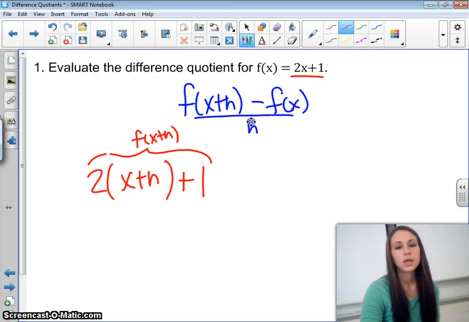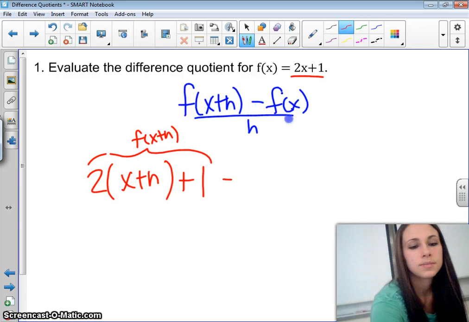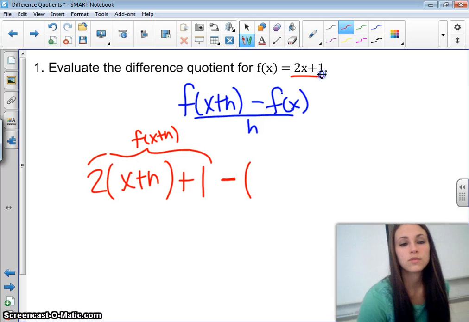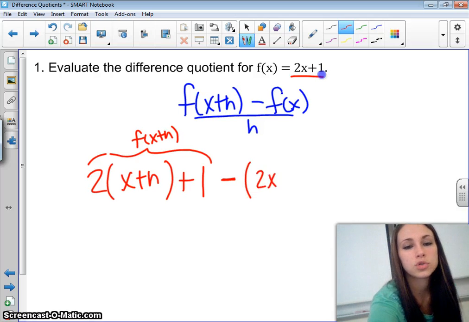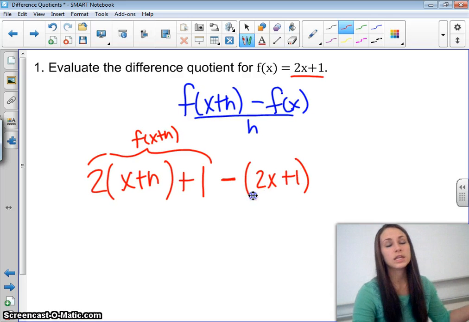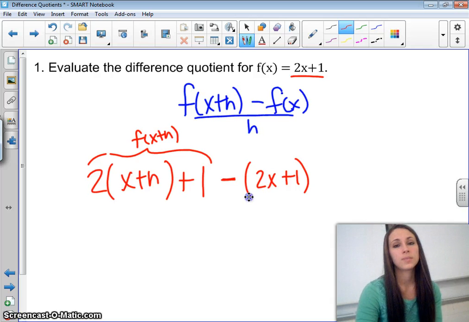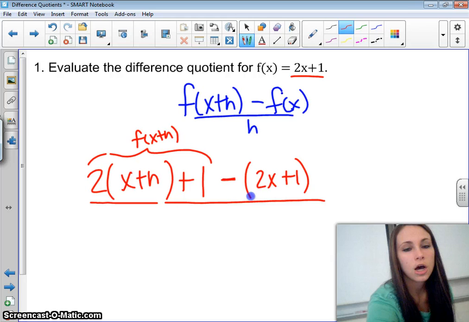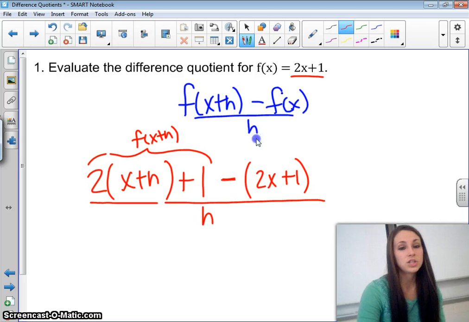That's what that is. Now, minus f of x. So I'm going to subtract. F of x is just this original function. But what you have to make sure that you do is whenever you subtract that, you have to subtract the entire function. So I'm going to put this in parentheses and distribute the negative to everything. You've got to make sure that you do that. So then this is all over h. And this is just h right here. It's not f of h. It's not telling us to plug h in for anything. It's just h. So I'm just going to put h in the bottom.